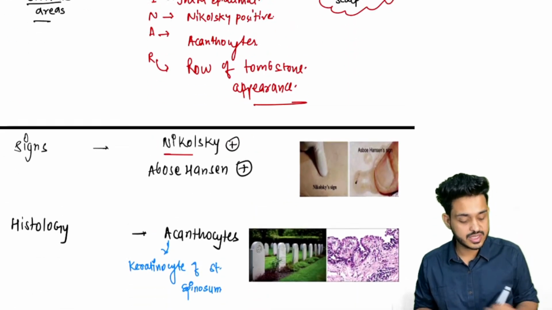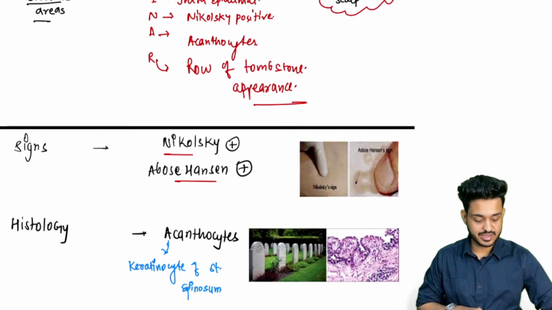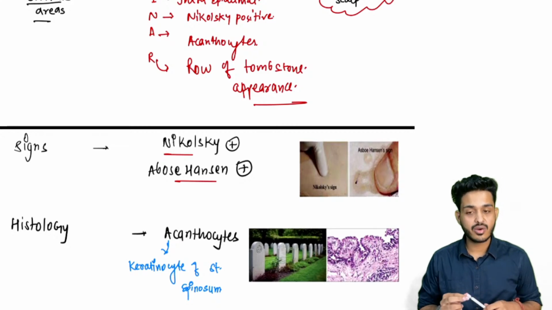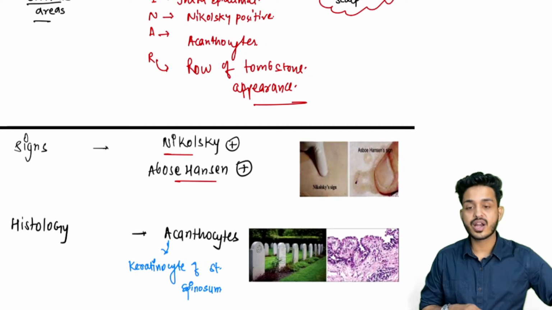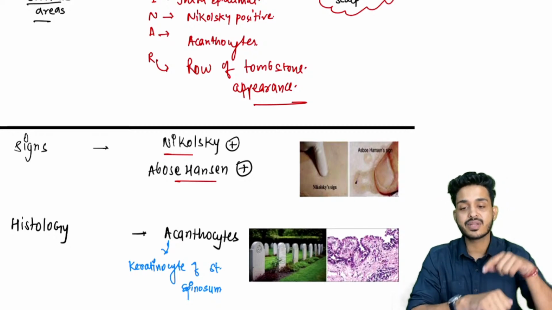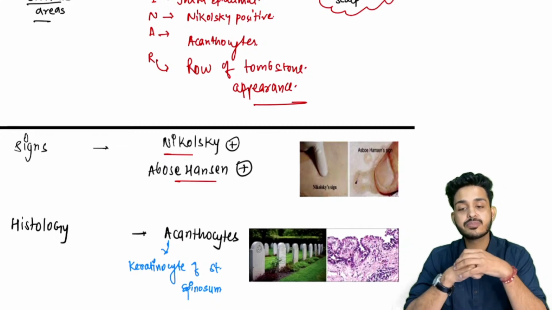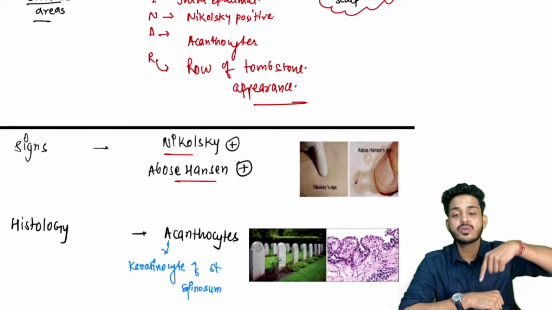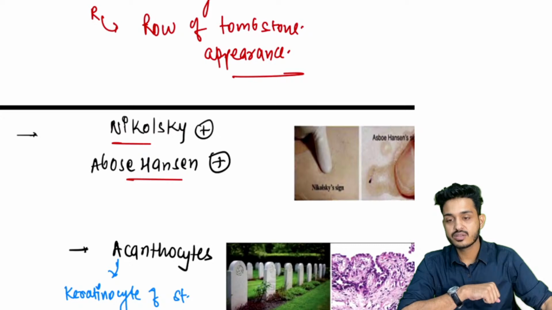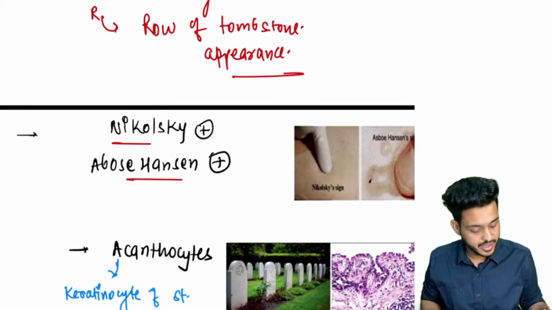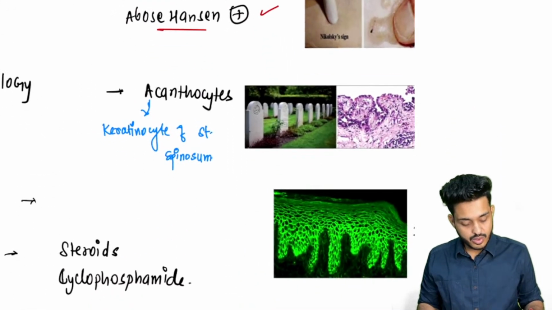So what is Nikolsky and what is Asboe-Hansen sign? In Nikolsky, when you try to put tangential pressure, as soon as you apply tangential pressure, the bulla will rupture. That is Nikolsky sign. Asboe-Hansen sign is when you put perpendicular pressure on the bulla, it will spread. These are the two things you should remember: Nikolsky positive, Asboe-Hansen positive.